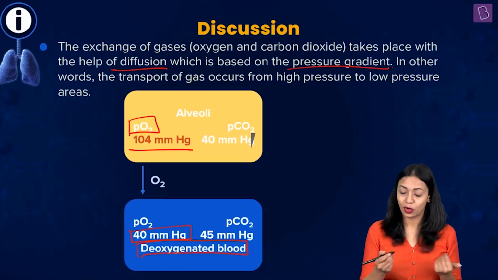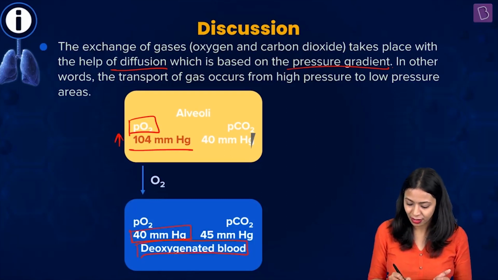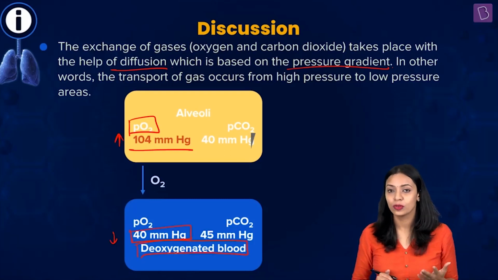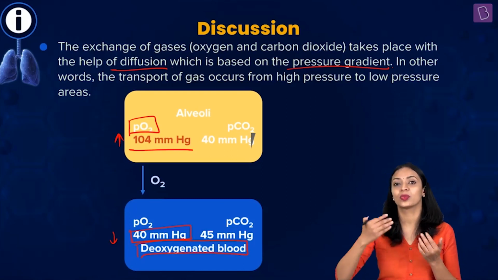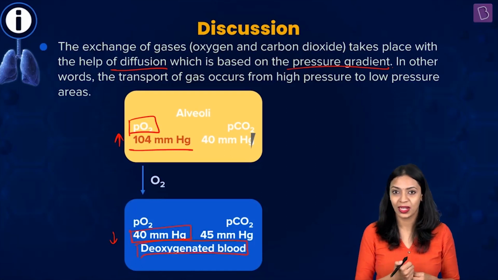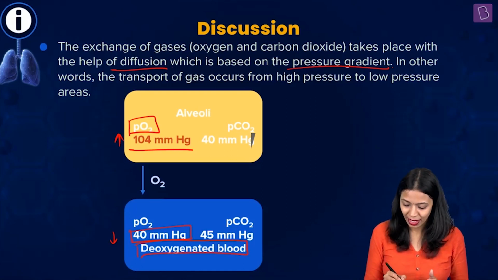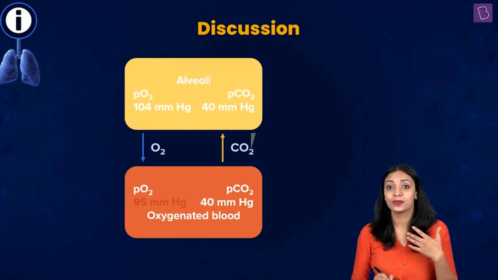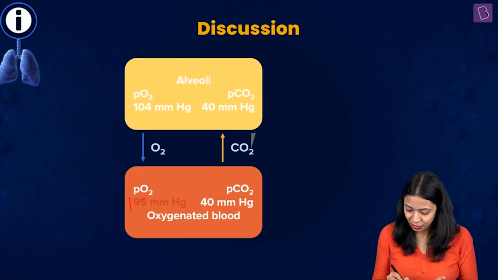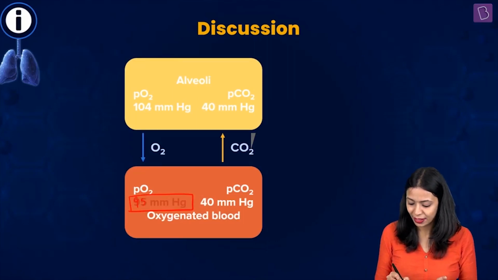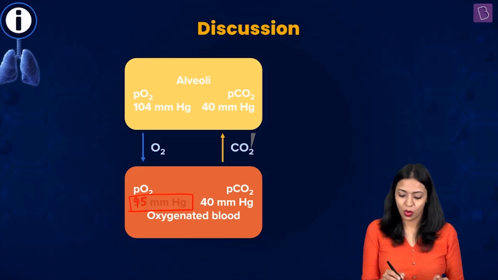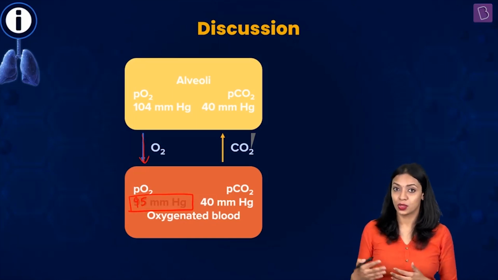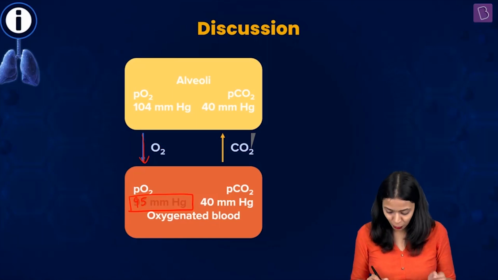When you look at the difference, there obviously is a gradient. Here it is higher, here it is lower. They are not equal on both sides. As a rule, spontaneously, gases will move from a region where the pressure is higher to a region where the pressure is lower, along the pressure gradient. So oxygen will move from the alveoli into the deoxygenated blood. Now that oxygen has entered blood, it becomes oxygenated. In its oxygenated state, the partial pressure of oxygen is 95 millimeters of mercury.